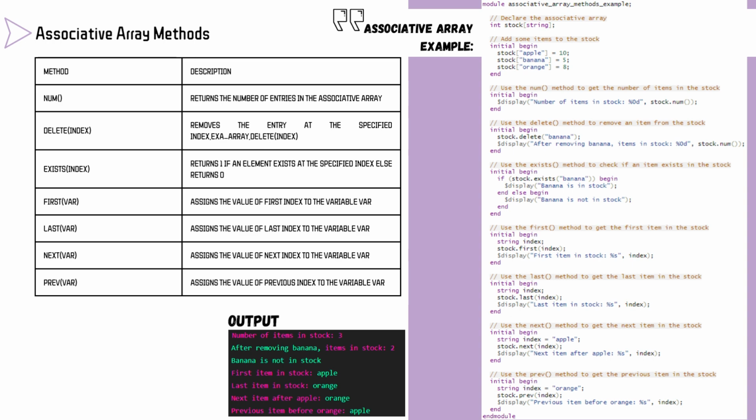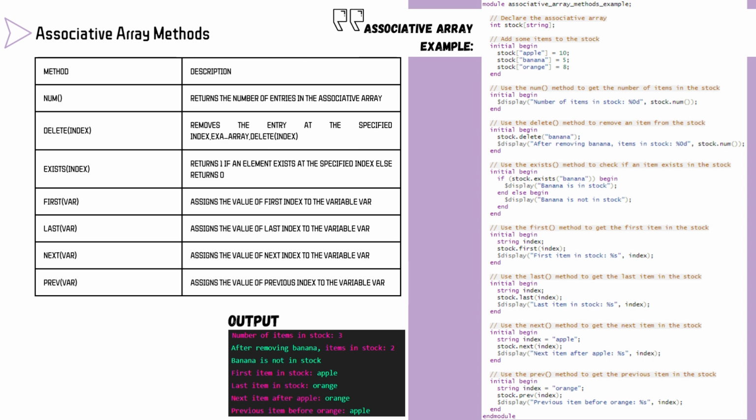Last, var. This method assigns the value of the last index in the associative array to the variable var. For example, if we want to assign the value of the last index in the associative array ex_array to a variable called last_index, we can call ex_array.last(last_index).